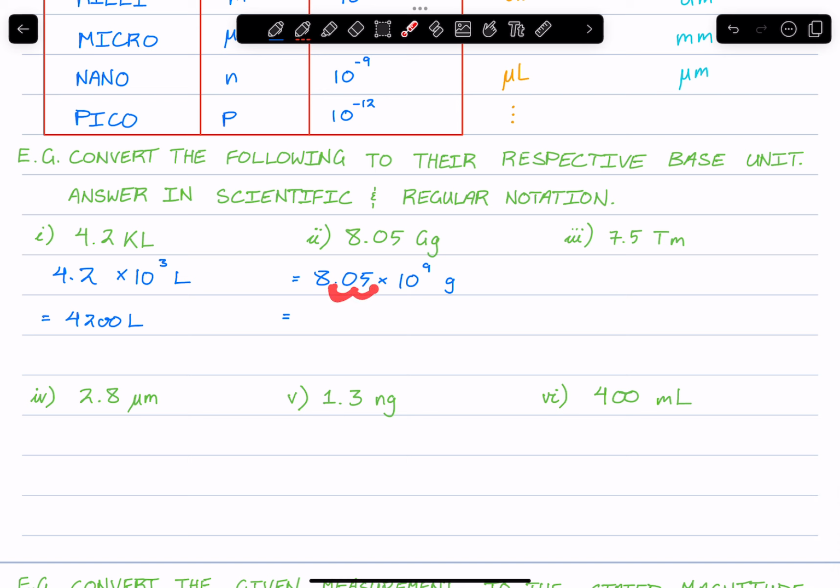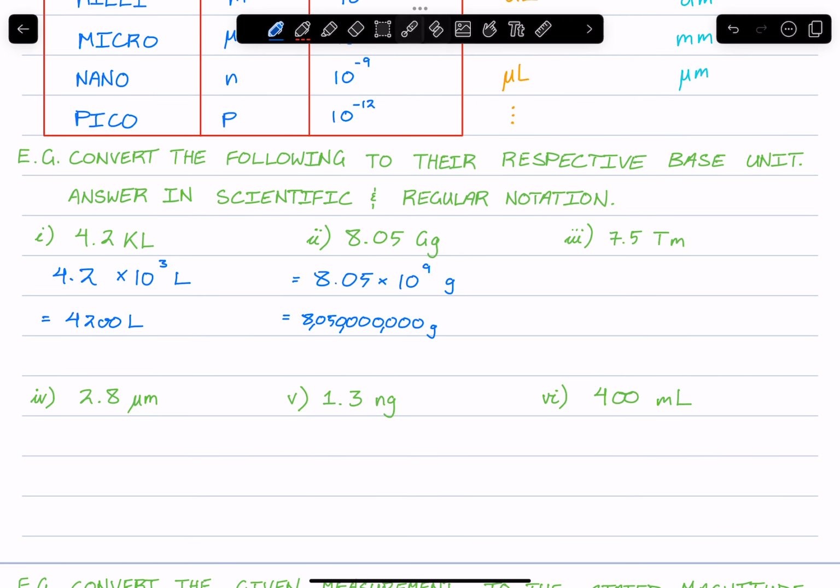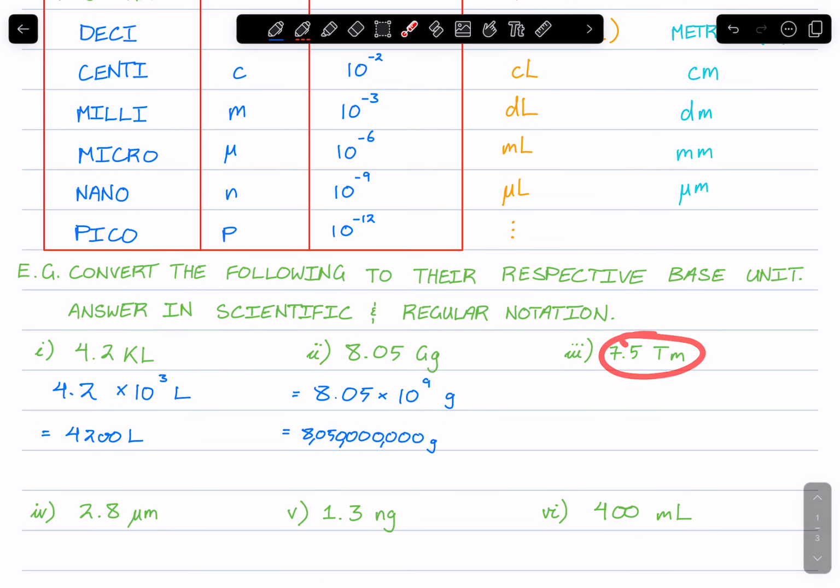So it's going to be 8, 0, 5, and then 7 more zeros: 1, 2, 3, 4, 5, 6, and 7. Putting commas every 3 just to make it easier. This is 8 billion and 50 million grams. I think I read that correctly, but as you can see, this is why we would opt for scientific notation.